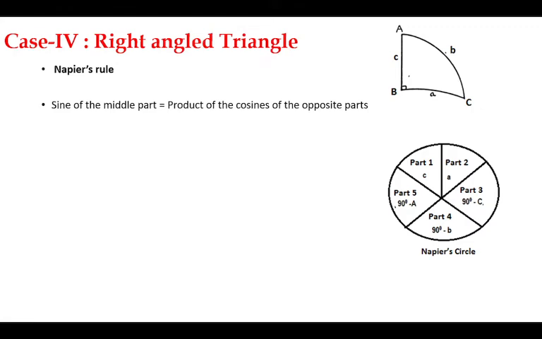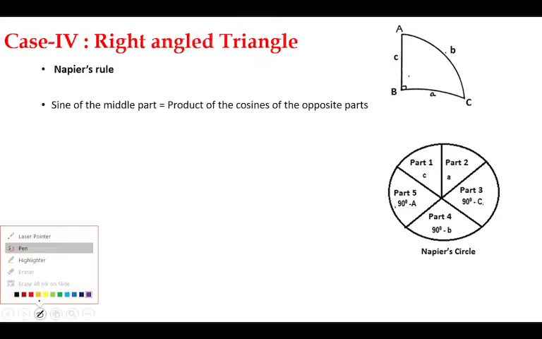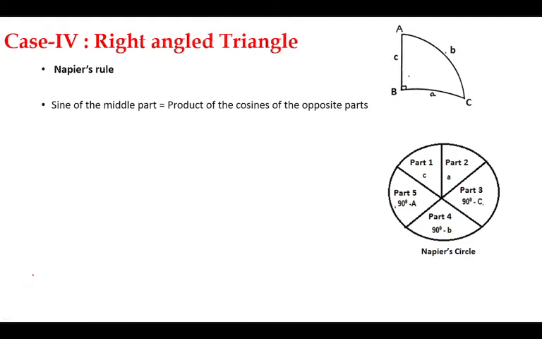Now we can consider any of the parts as the middle part. Let us assume this part 2 is the middle part. So tell me first, which should be the opposite parts with respect to this part 2? With respect to this part 2, part 5 and part 4 are the opposite parts. Okay, they are opposite parts.